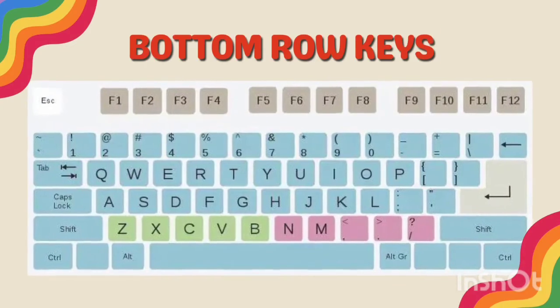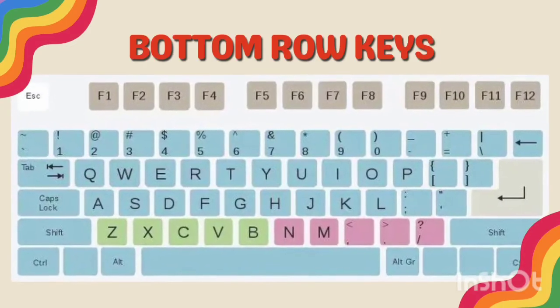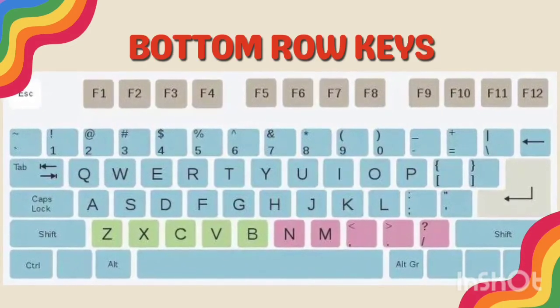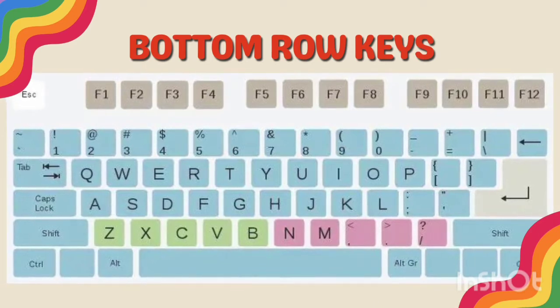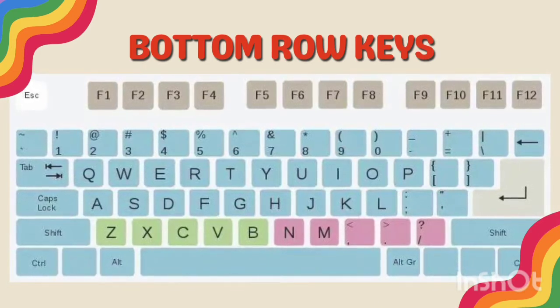Then the next is the bottom row keys. These are the keys immediately below the home row. The fingers are moved downwards to strike the bottom row keys. So immediately below the home row keys, you see your Z, X, C, V, B, N, M. These are the letters in the bottom row keys.